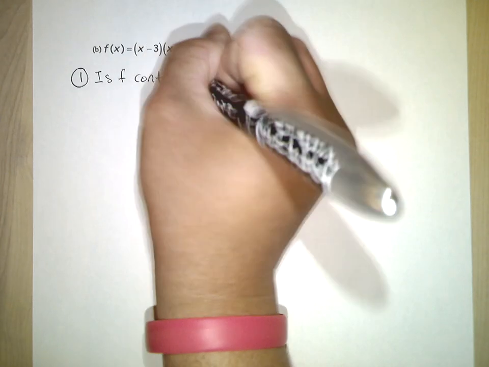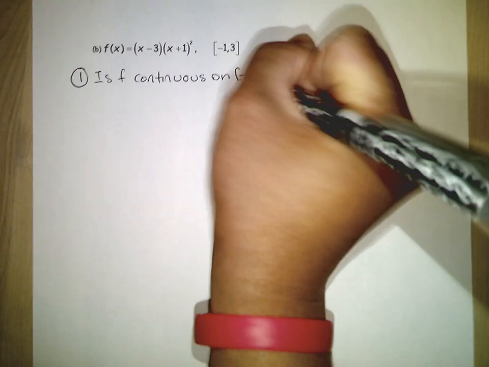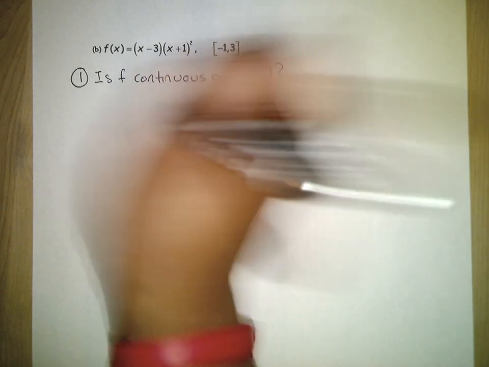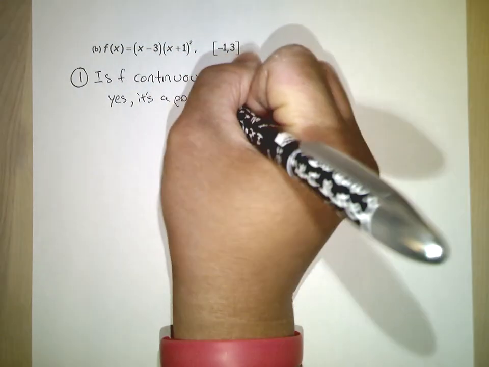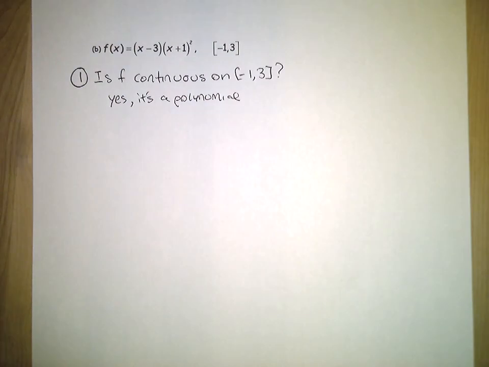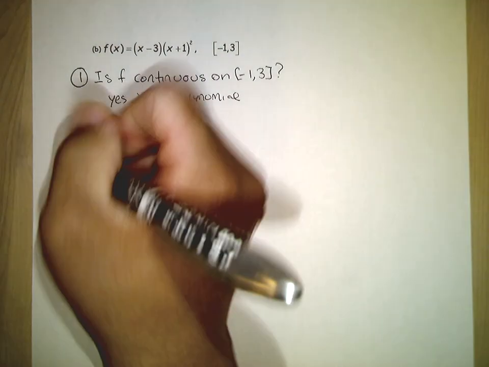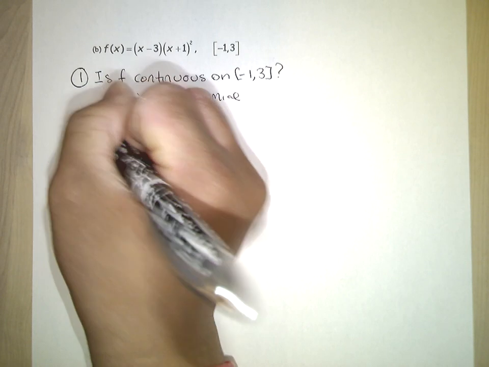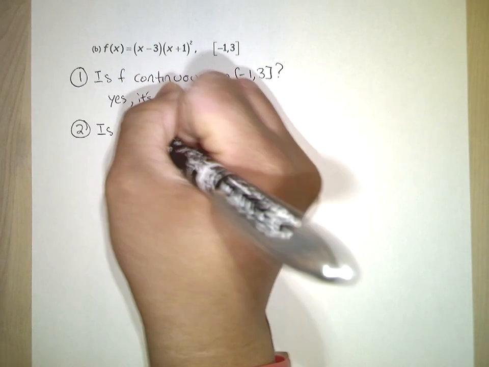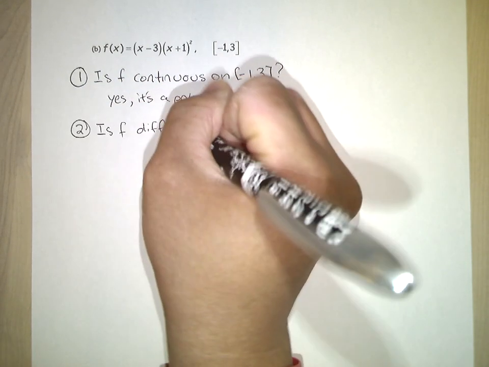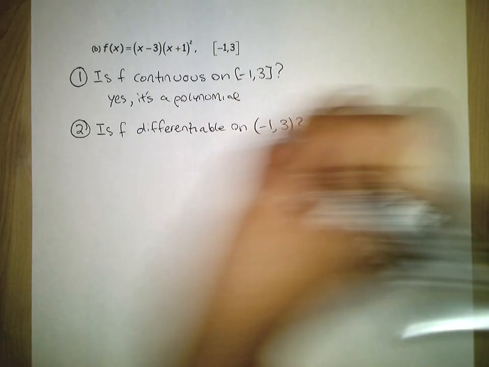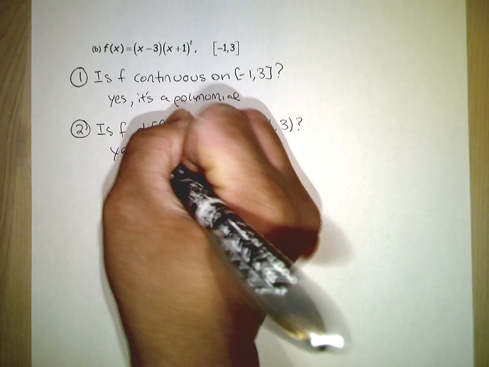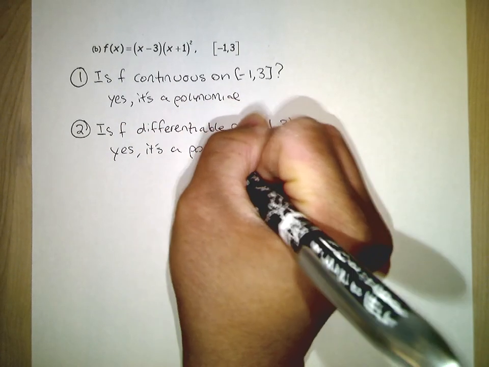So is f continuous on the closed interval from negative 1 to 3? Well, yes, because it's a polynomial. You could multiply this out, but I'm not going to do that, at least not right now. And 2, is f differentiable on the open interval from negative 1 to 3? Yes, because it's a polynomial.